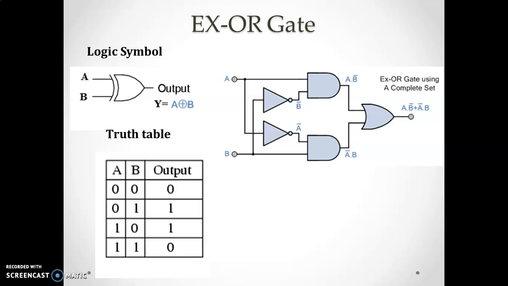XOR gate shows that the output is high when any one but not all of the inputs are 1. So the XOR gate is high only when an odd number of inputs is high. When there are even number of high inputs such as 2 or 4, the output will always be low. So when odd number of inputs are high, output will be high.